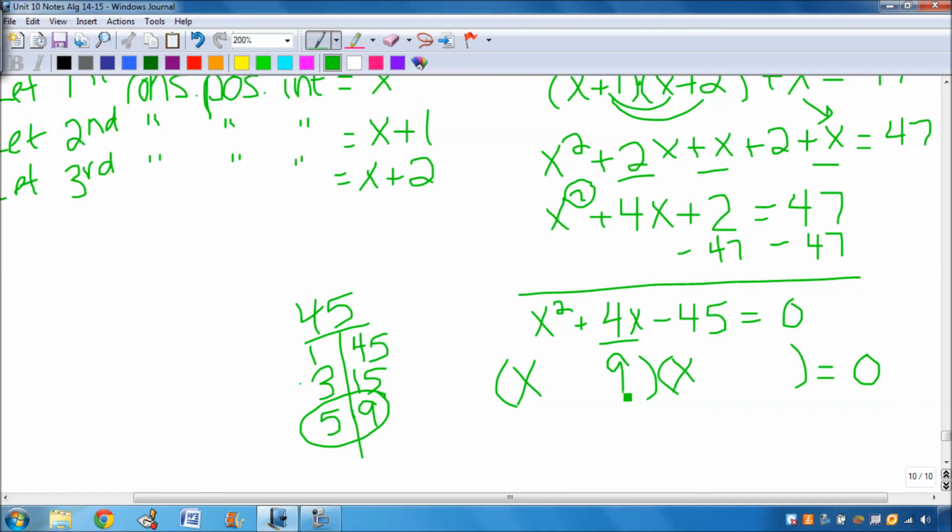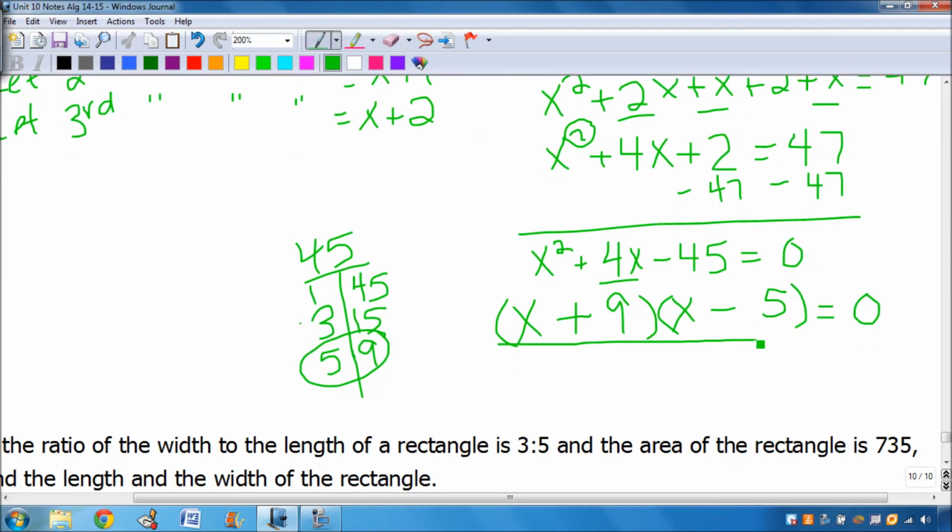So I'm going to use a 9 here, a 5 here, make this positive, make this negative because 9x minus 5x combine to give you positive 4x. So now I can go ahead and solve. So when I solve, I'm going to set each part equal to 0. So I get x plus 9 equals 0, and then I get x minus 5 equals 0. Well, this means that x equals negative 9, and this means that x equals 5. So I have my two answers.